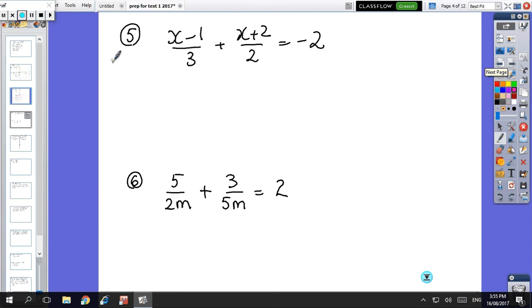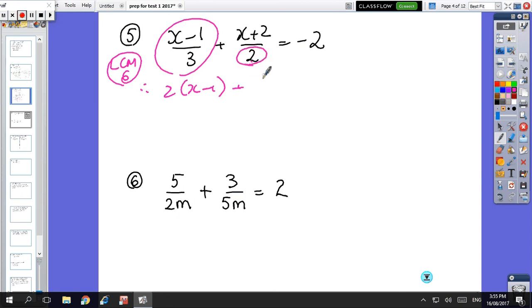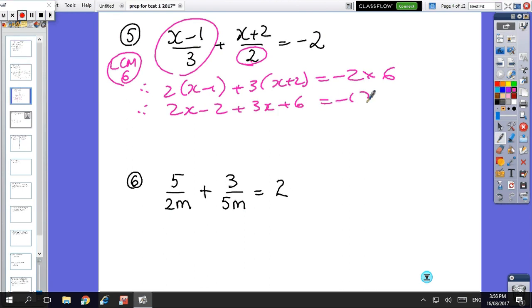Okay, you're back. Okay, lowest common multiple is 6. So I need to double this number. I need to triple that number. And I have to multiply the last one by 6 because it doesn't have anything. Then multiply out the brackets. Plus 6 equals minus 12.